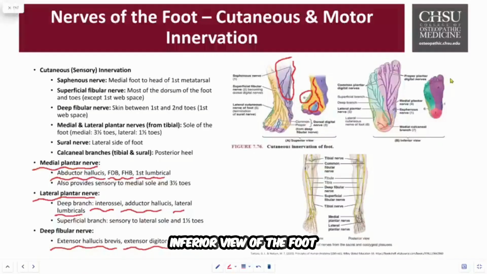When you have the inferior view of the foot, number 4 represents the medial plantar nerve. Saphenous nerve touches a little bit of the medial part of the ankle. And the lateral plantar nerve shown here in green in 5. Lateral cutaneous nerve of the foot is shown in 6. And the calcaneal branch is in number 7.